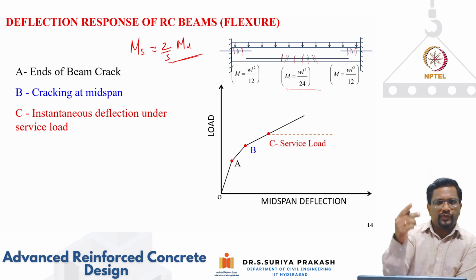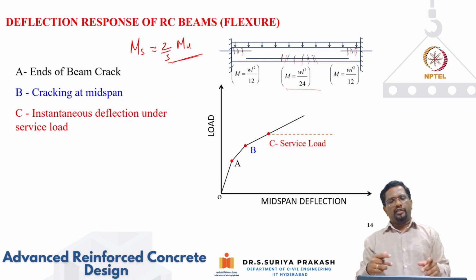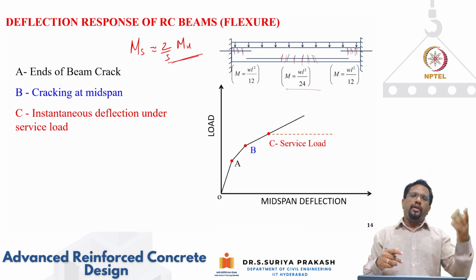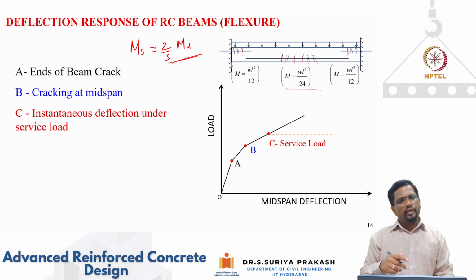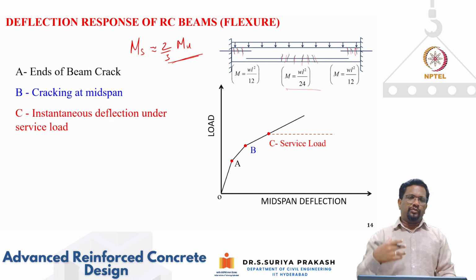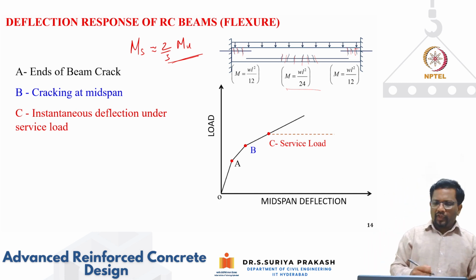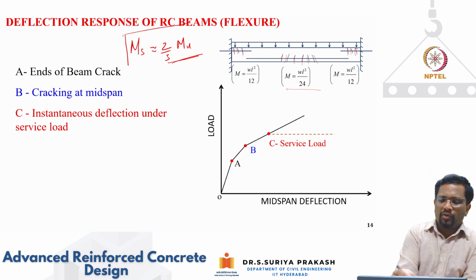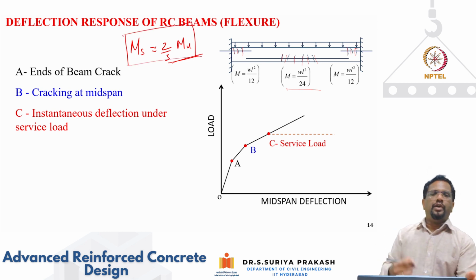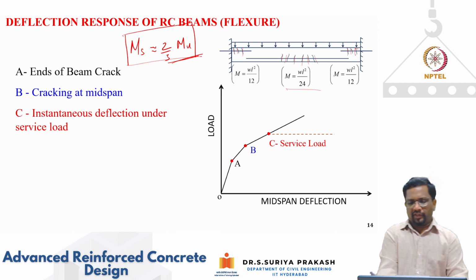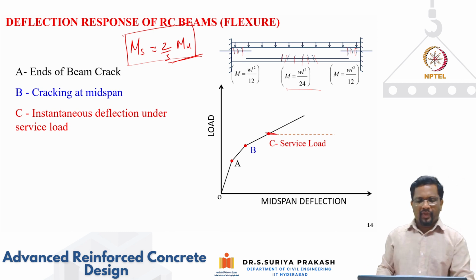Okay, and that's why for your load factors, under service condition we take 1, and when we do ultimate calculations we consider a load factor of 1.5. So you see 1 by 1.5 is roughly 2/3, right? So your service moments are about 2/3 of your ultimate moment capacity. So your service is going to be somewhere here, right?